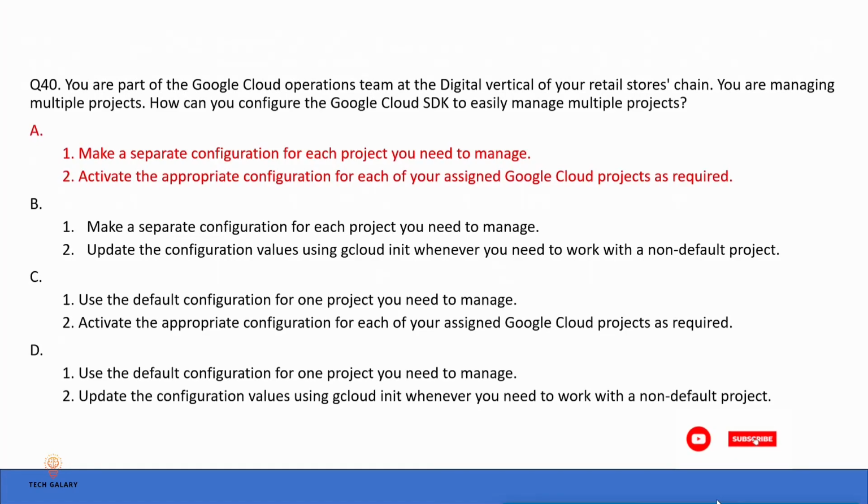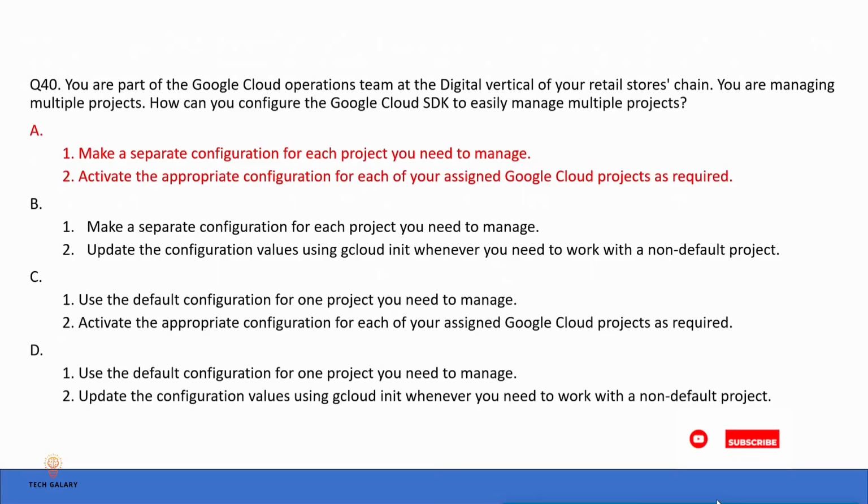Now let's take a look at option C. Use the default configuration for one project you need to manage. Activate the appropriate configuration for each of your assigned Google Cloud projects as required. This option is not correct because it's always considered best practice to create separate configurations for separate projects and switch between them as needed. This option also suggests to use the default configuration for one project that needs to be managed, and this might lead to confusion and potential errors when working on multiple projects as the default configuration may not have the correct settings for each project. So it is always better to create separate configuration for each project.